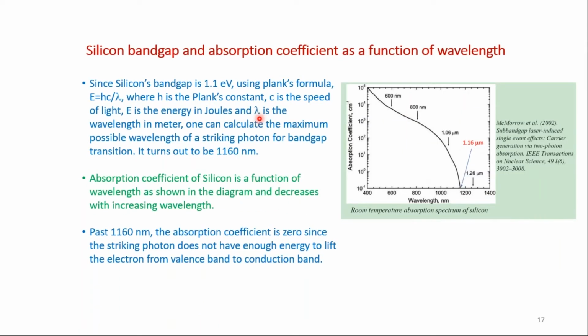Here again, you see a curve of absorption coefficient versus wavelength, and at 1.16 micron, the absorption coefficient drops to 0. Past this, the beam is transparent; it does not get absorbed in the material. So it's quite important to note that to get single photon absorption, we can only work below 1.16 micron and not above that.